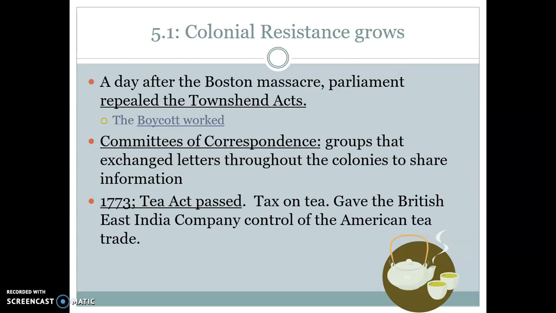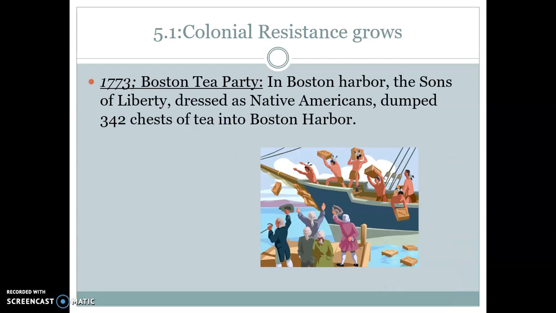And then in 1773, the Tea Act is going to be passed, which is going to put a tax on tea and give a monopoly to one of the tea companies in England, the East India Company. And of course, this is going to upset everyone because this was a tradition to have tea time and crumpets. So what's going to happen is we're going to get to 1773, which is the Boston Tea Party.